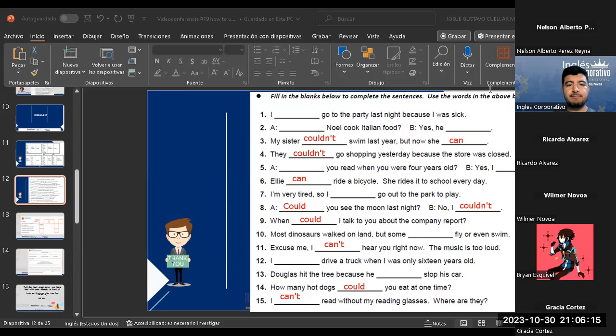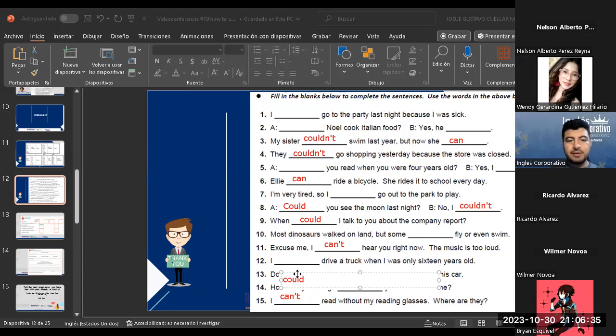Number 12. I can drive a truck when I was only 16 years old. Thank you. Yes, it is affirmative, but it is in the past. Estamos hablando del pasado. Entonces sería? I can or I can't. No, I could. Sí, porque aquí dices I could drive a truck. Podía manejar un carro cuando solo tenía 16 años.